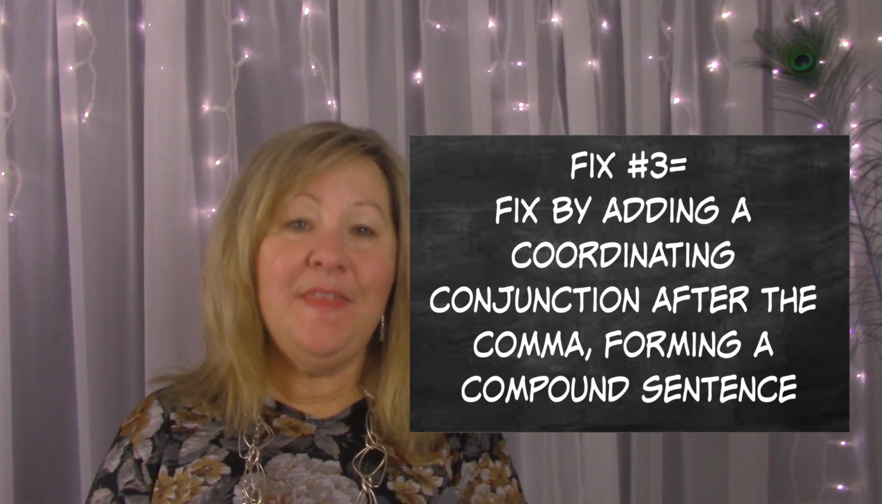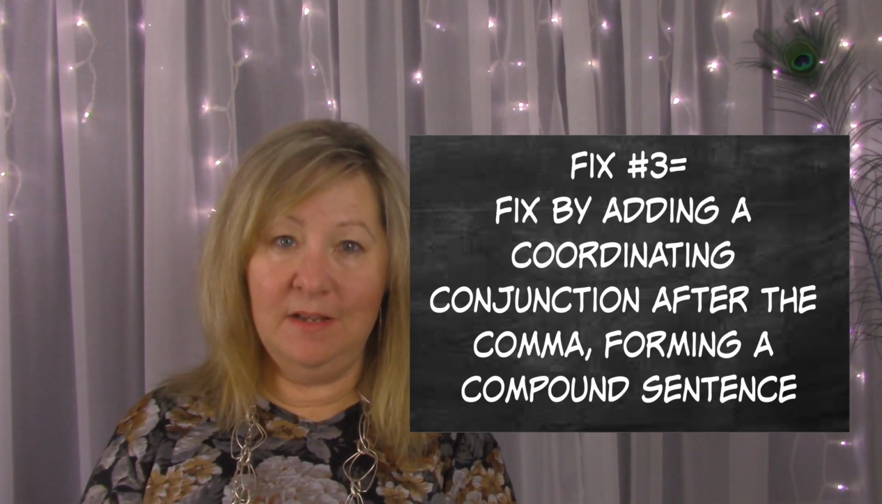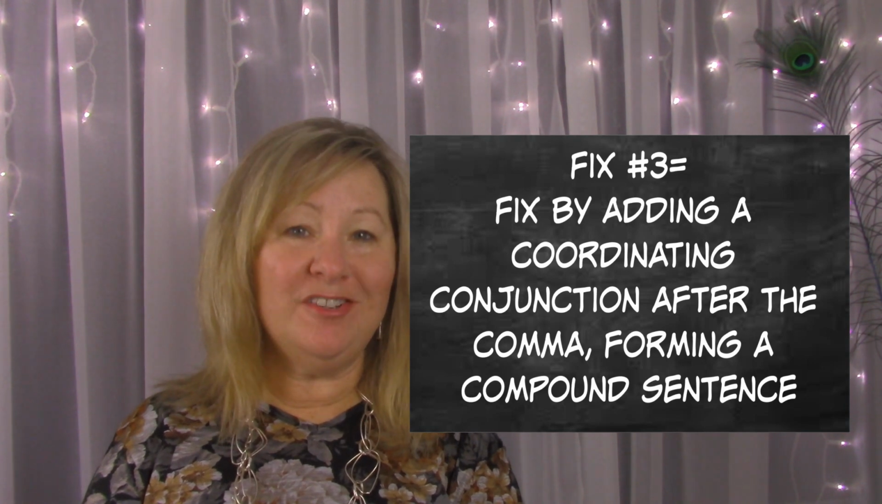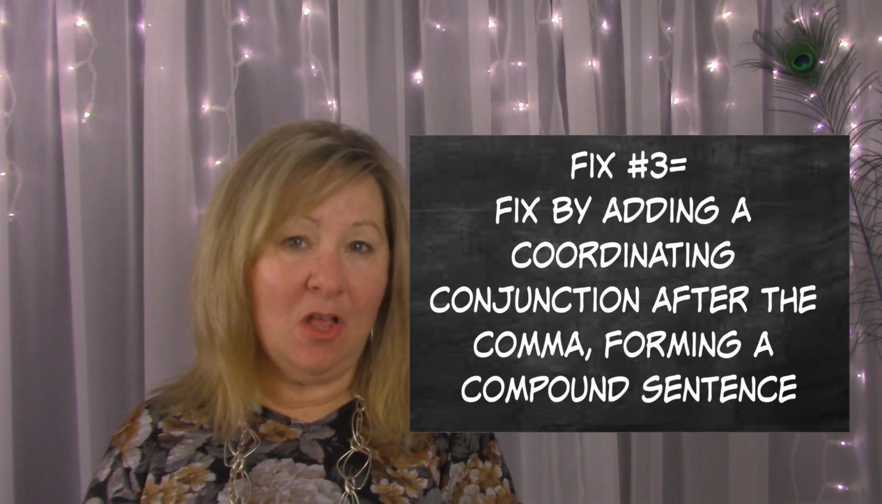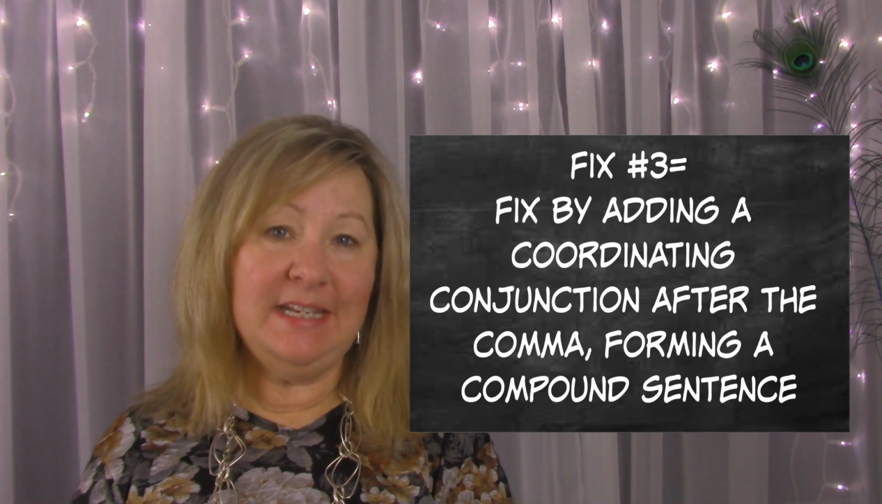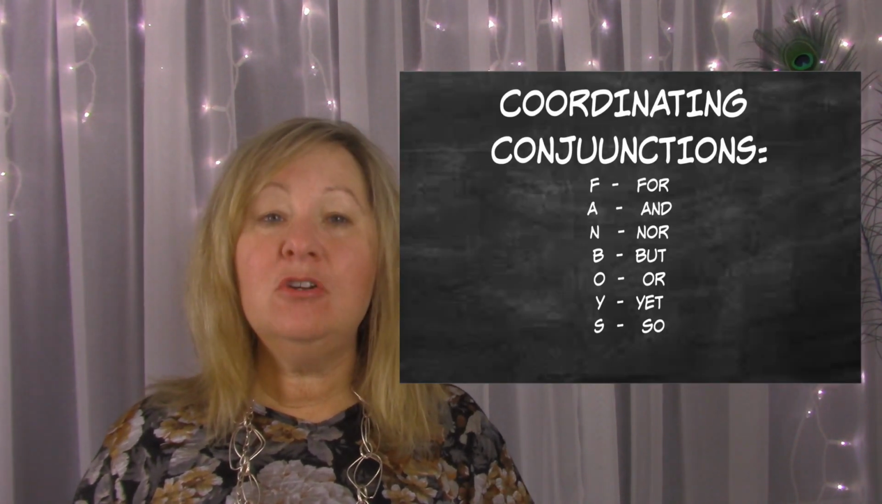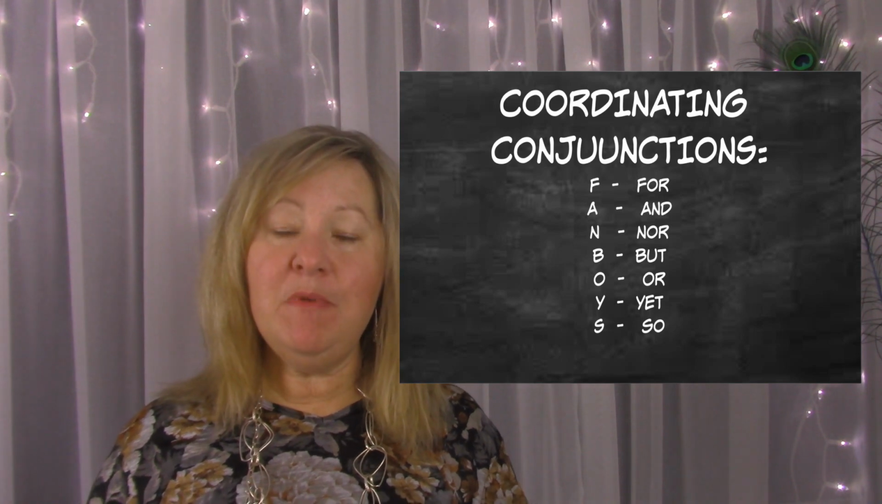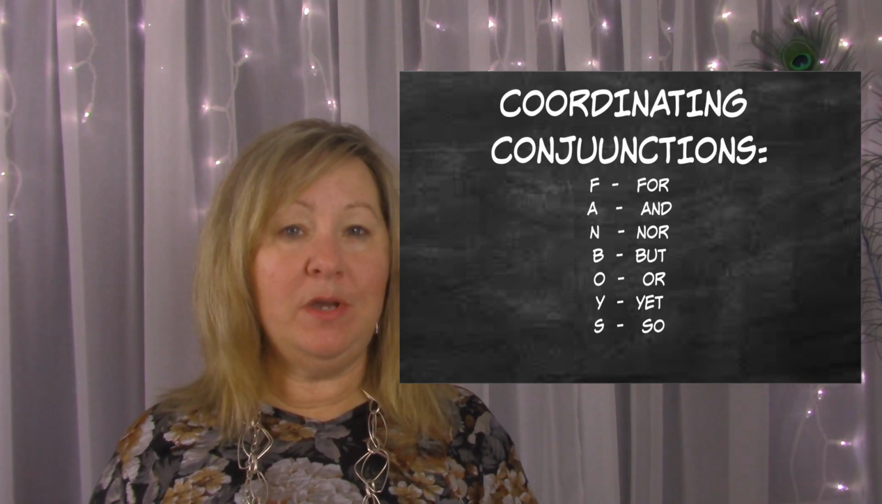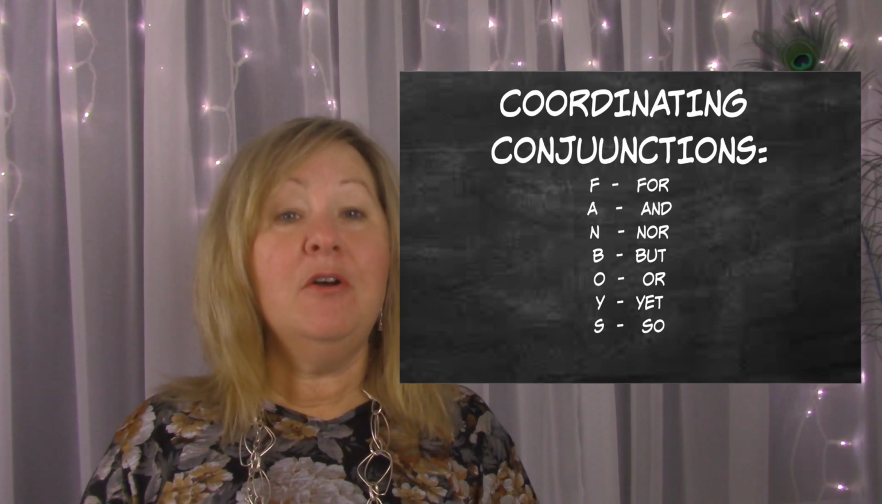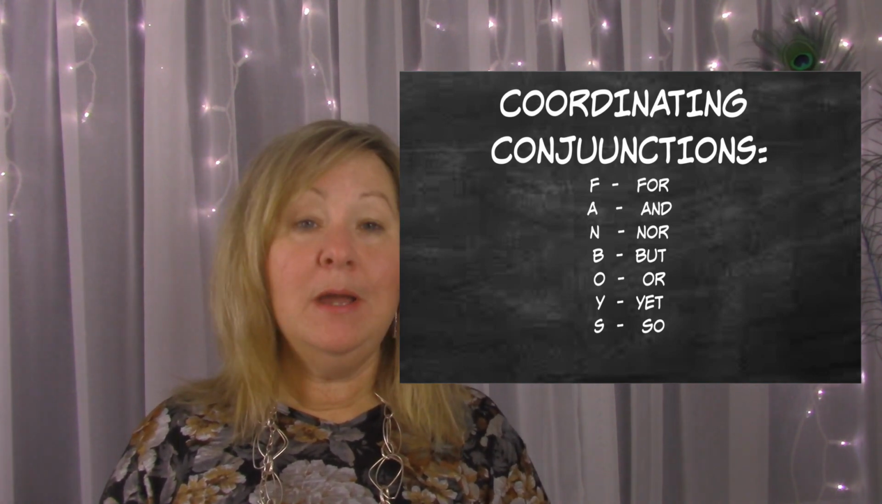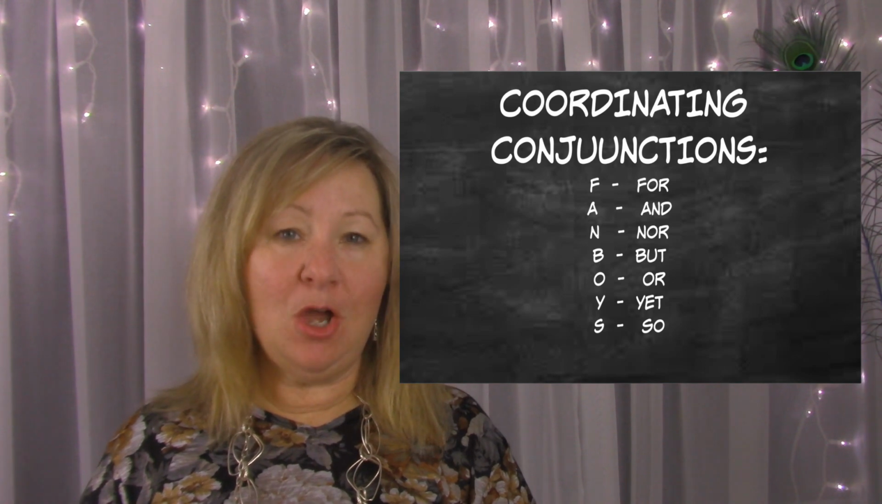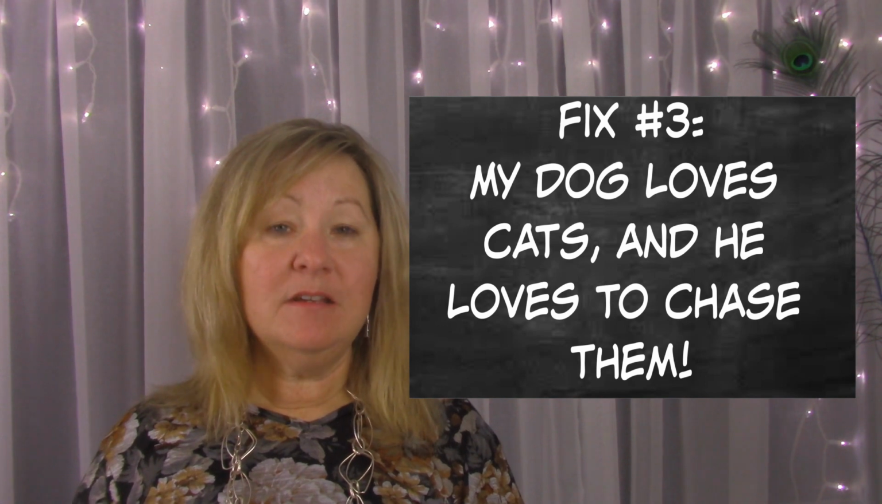There is a third way to fix this comma splice problem, and that is by using a coordinating conjunction. Coordinating conjunctions connect two independent clauses and form a compound sentence. Now there are only seven coordinating conjunctions, and we remember them with the acronym FANBOYS, and FANBOYS stands for for, and, nor, but, or, yet, so. This is what that would look like. My dog loves cats, and he loves to chase them.